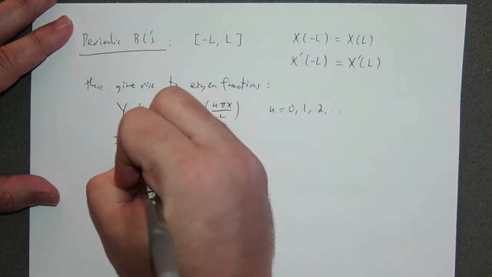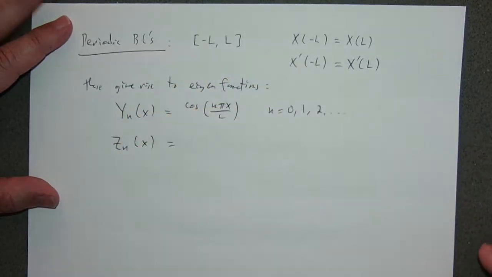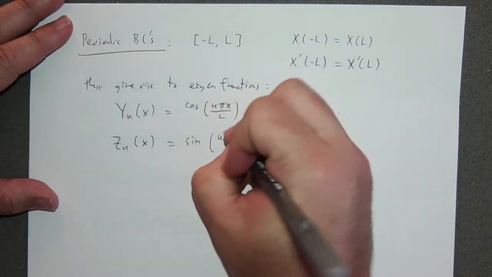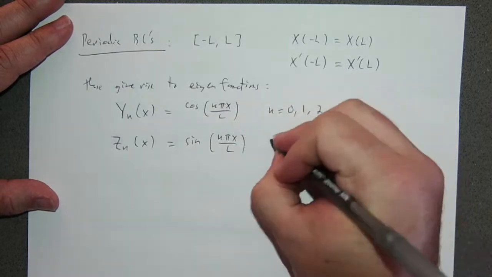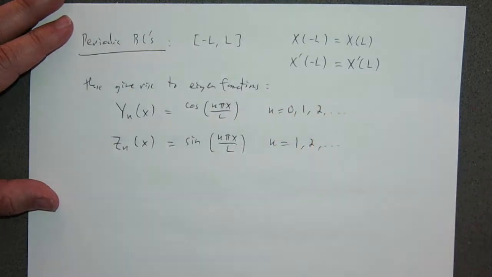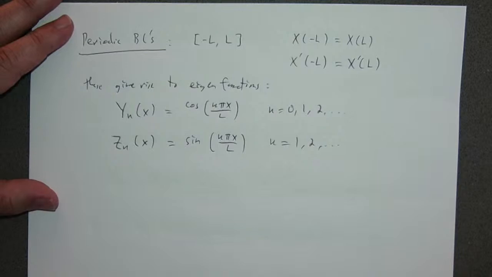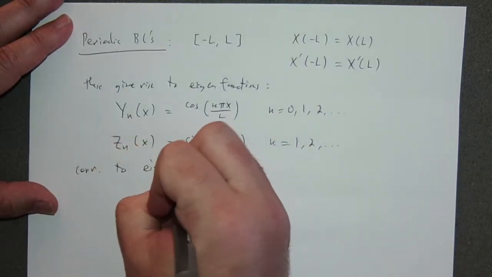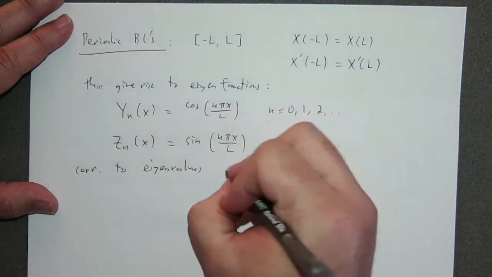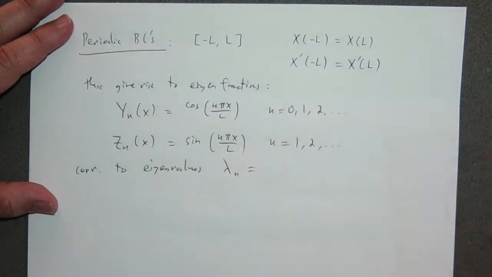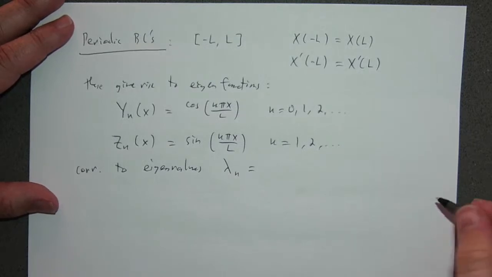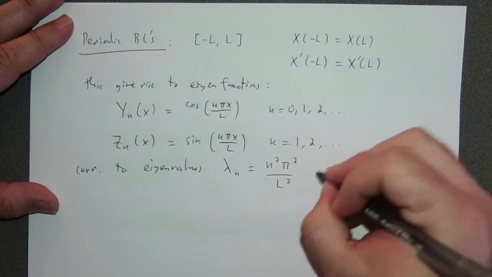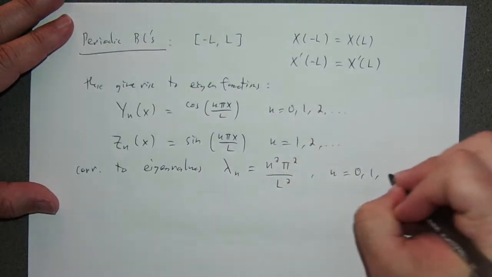And the second eigenfunction associated to lambda sub n, that is sine of n pi x over L. And those are indexed starting at 1. Okay. Corresponding to eigenvalues lambda sub n, which are, as usual, given as n squared pi squared over L squared, indexed starting at 0 here, because 0 is an eigenvalue.